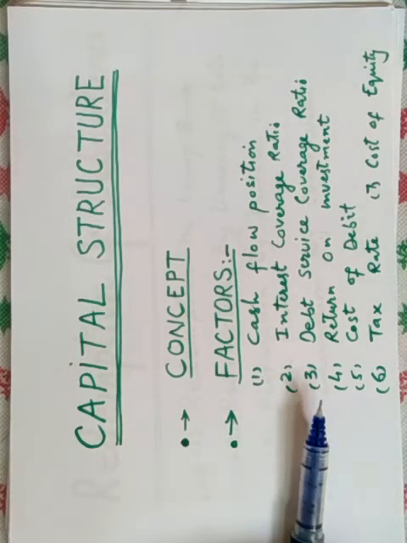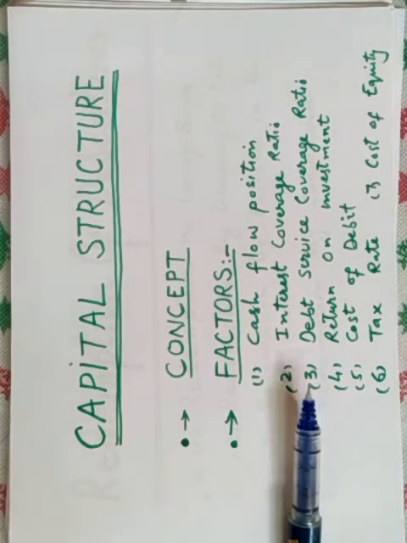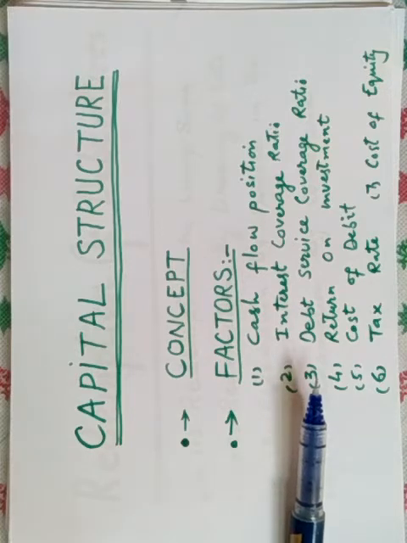The third factor that affects the choice of capital structure is the debt service coverage ratio. DSCR is equal to profit after tax plus depreciation plus interest plus non-cash expenses written off, plus preference dividend plus interest plus repayment obligation. This ratio fulfills the limitations of the interest coverage ratio. The higher the ratio, the better it is.